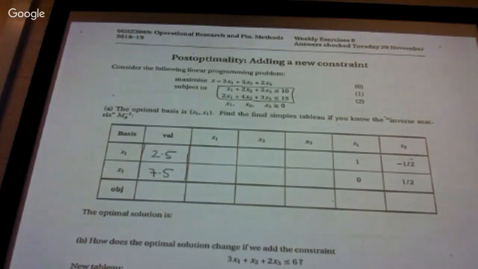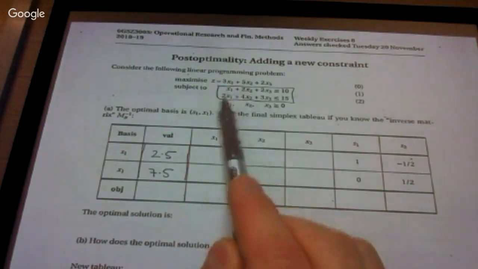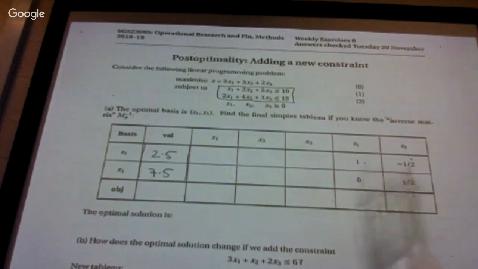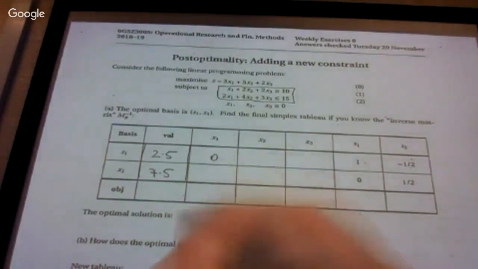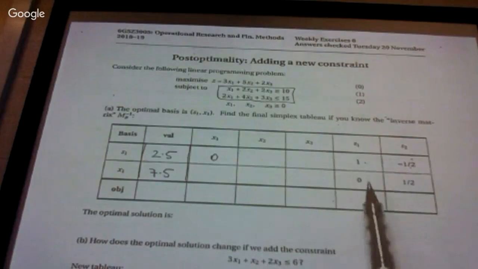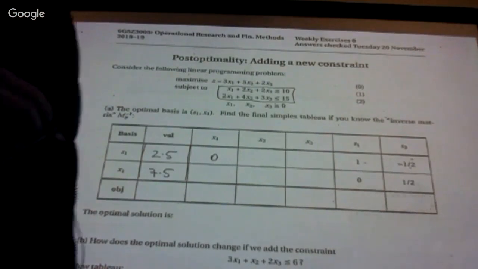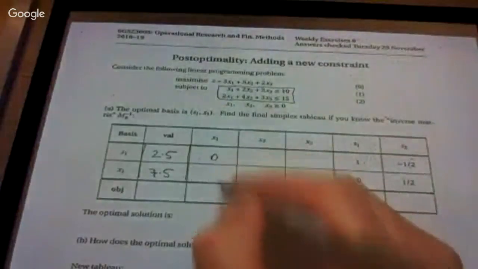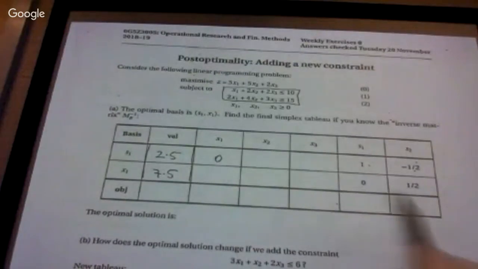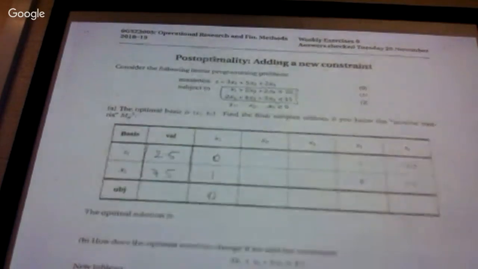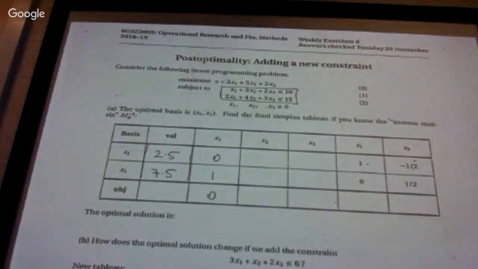And for x1, you use 1 and 2, so you get 1 minus 1 is 0, and 1 times 0 plus 2 times 1/2 is 1, so you get a 1. Which you knew anyway, because x1 is in the basis, so you didn't even have to do anything, because you know that this column has to look like this.